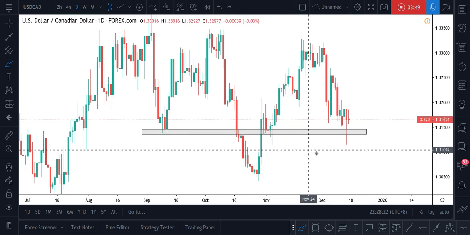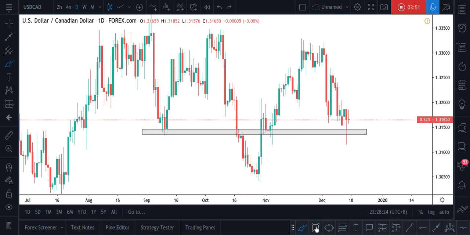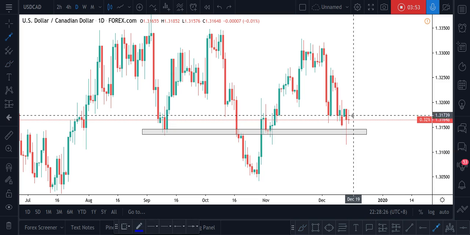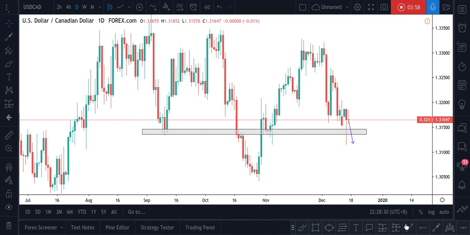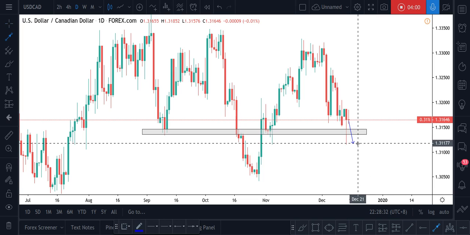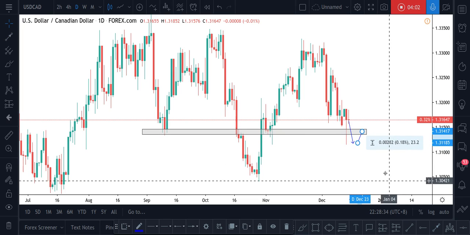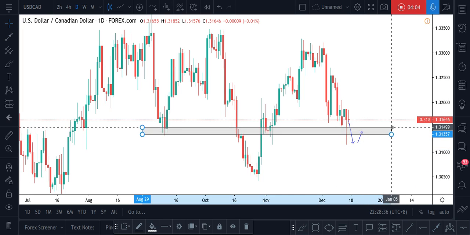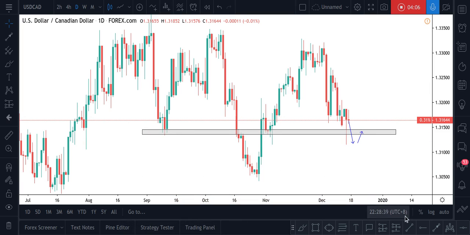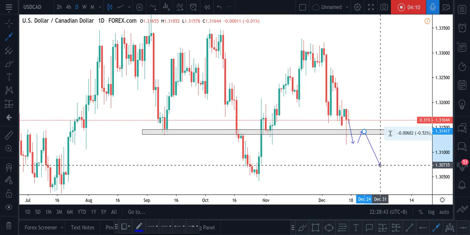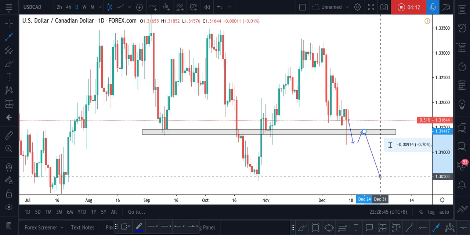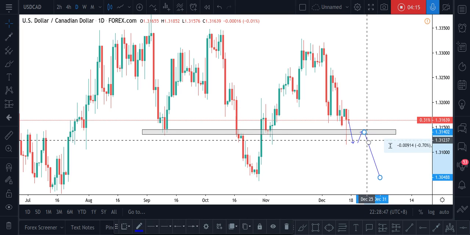Now what we can expect from this pair is, if the market breaks down this support area, then we will be looking for a short on this pair and possibly get a nice risk to reward with this kind of trade, because on the weekly we are showing bearish, and on the daily we can also see that it's bearish.